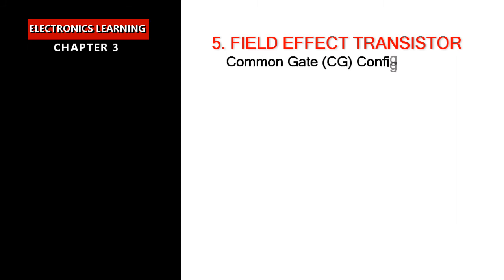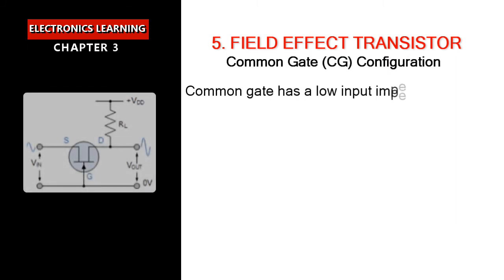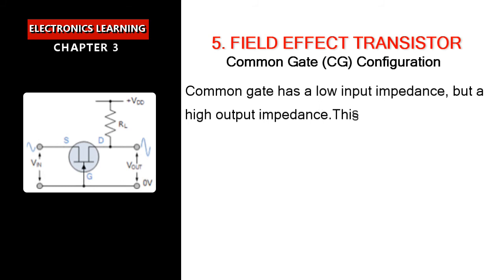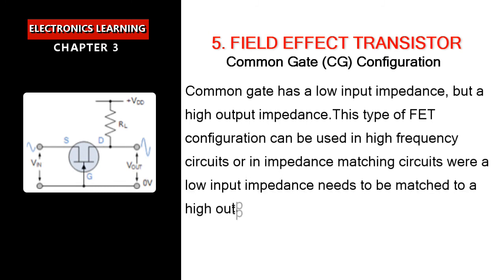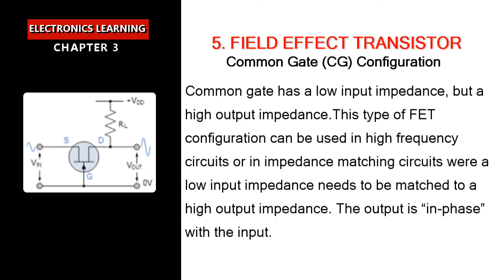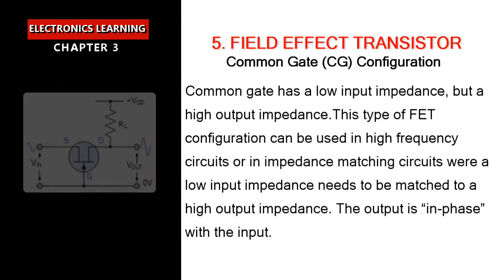Common gate configuration. Common gate has a low input impedance but a high output impedance. This type of FET configuration can be used in high-frequency circuits or in impedance matching circuits where a low input impedance needs to be matched to a high output impedance. The output is in phase with the input.